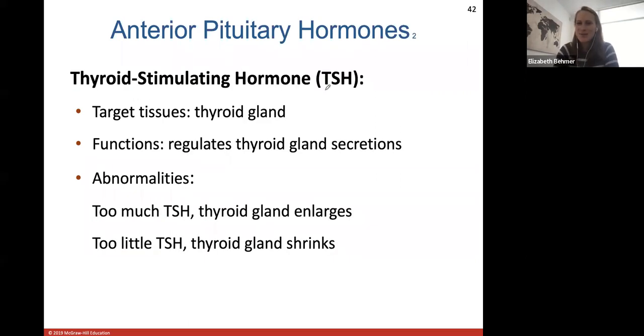Thyroid stimulating hormone, abbreviated TSH, targets your thyroid gland. Your thyroid gland is the gland in your neck. Thyroid stimulating hormone travels to your thyroid gland, and that will in turn regulate thyroid gland secretion of your thyroid hormones. If you have too much thyroid stimulating hormone acting on the thyroid gland, it will enlarge and cause a goiter, which is a big enlargement in the neck that you can see when the thyroid gland gets too big. And if you have too little thyroid stimulating hormone, the thyroid gland will actually shrink. So that's thyroid stimulating hormone.